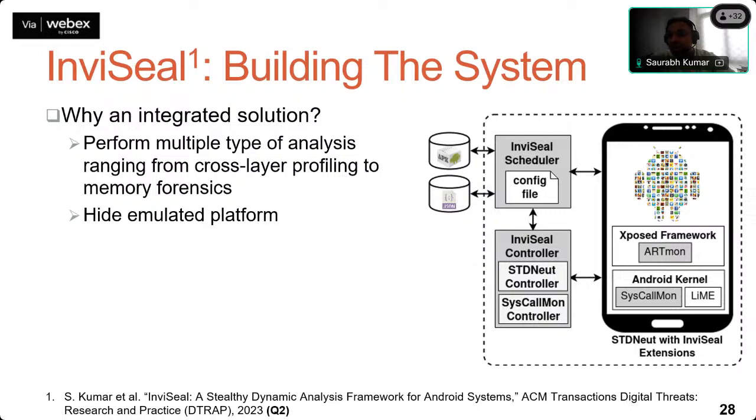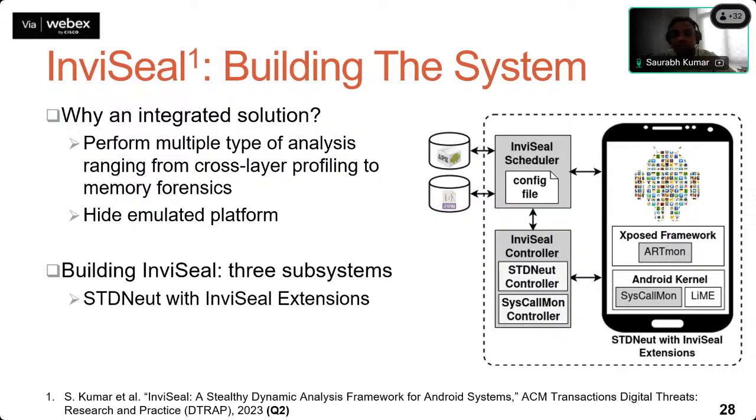So combining these three, we can achieve all those things. So these three systems have this STD node with NVCL extension means these things. If you just see this graph, it has Artmon, Syscallmon. Lime is a kernel module also. This we have not designed, we simply used.